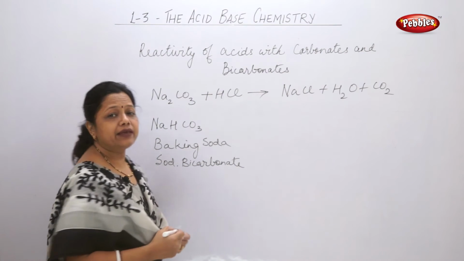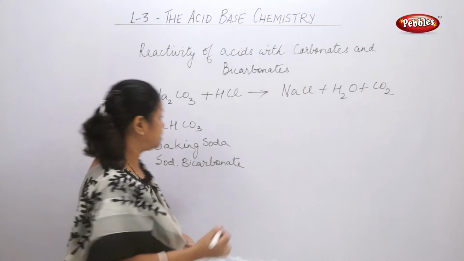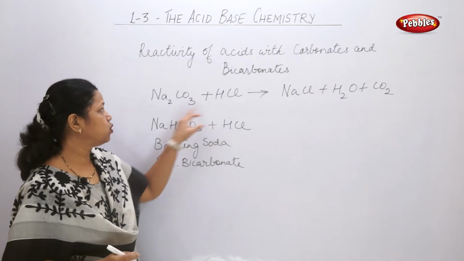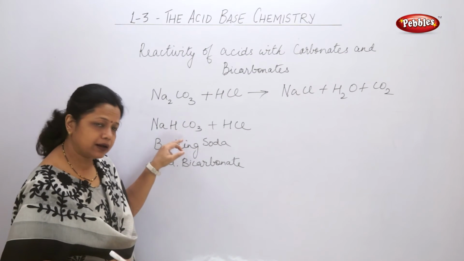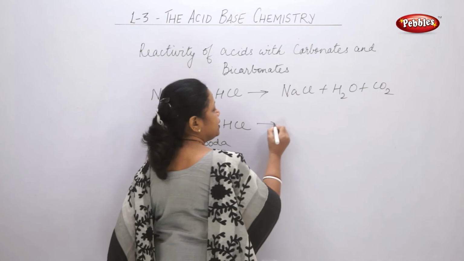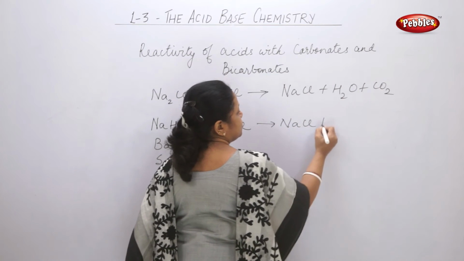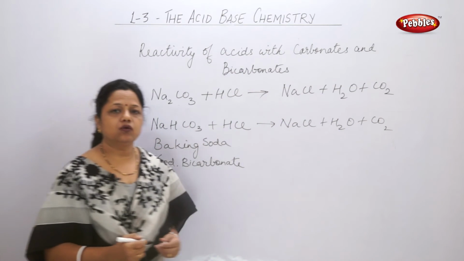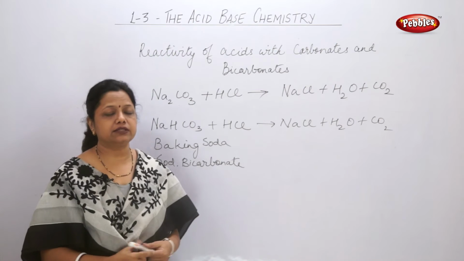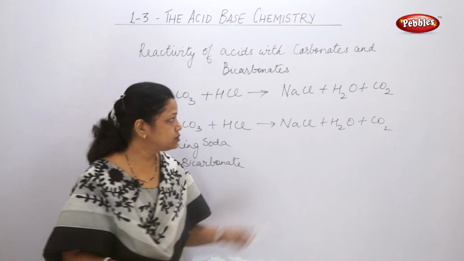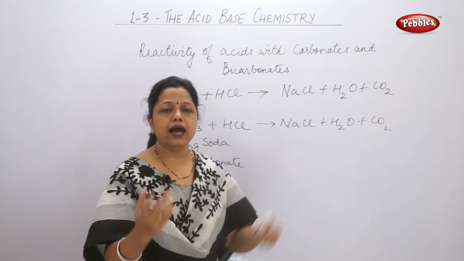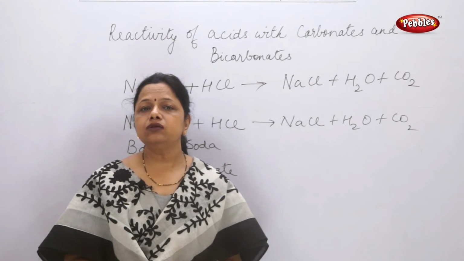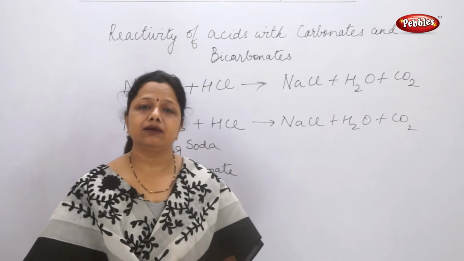So if baking soda is reacted with HCl or acid, so what will be formed? Here the reaction, though it looks this is carbonate and this is bicarbonate, the products formed will be same, NaCl plus H2O plus carbon dioxide. So carbonates and bicarbonates, when it reacts with acid, it forms one salt, water and carbon dioxide as the product. Now next we see how the reactivity of acid is with metallic oxide.